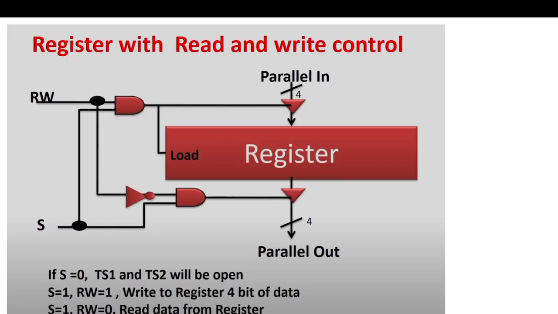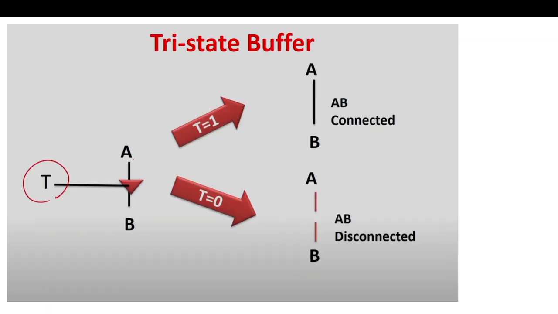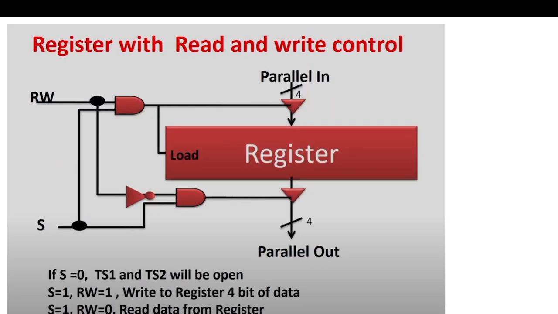And we have something called tri-state buffers. If this is 1, then this will have a connection, otherwise this connection will be disconnected. That means either it will be connected to S or RW.